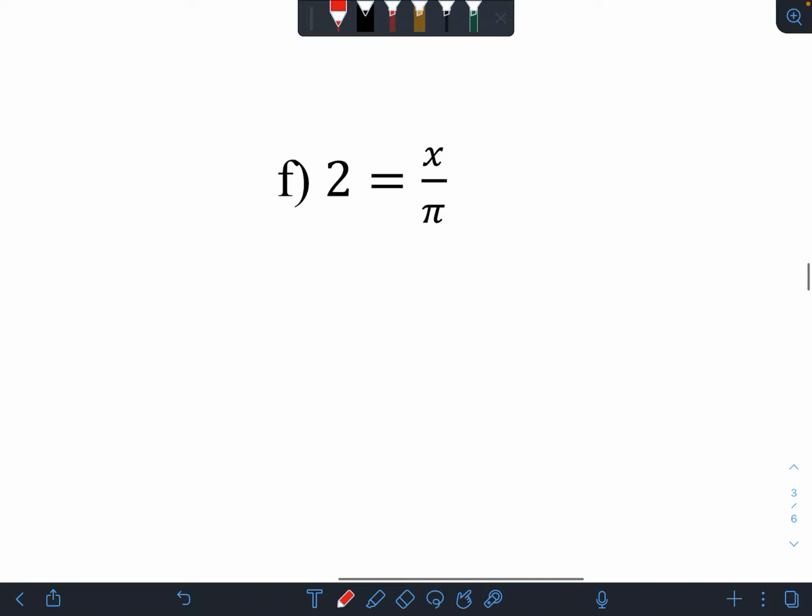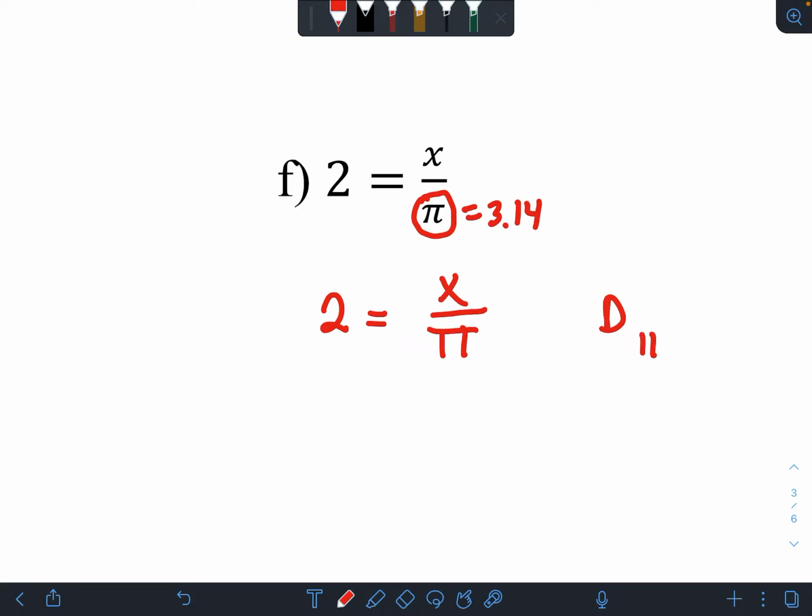In letter F, it doesn't matter that we have a symbol here that says pi. Remember, pi is equal to 3.14. So what we could do is we're going to say 2 is equal to x over pi. Since I divide by pi, the opposite is to multiply by pi. If I do that to both sides, the pi's cancel. We're left with x equals 2 pi.